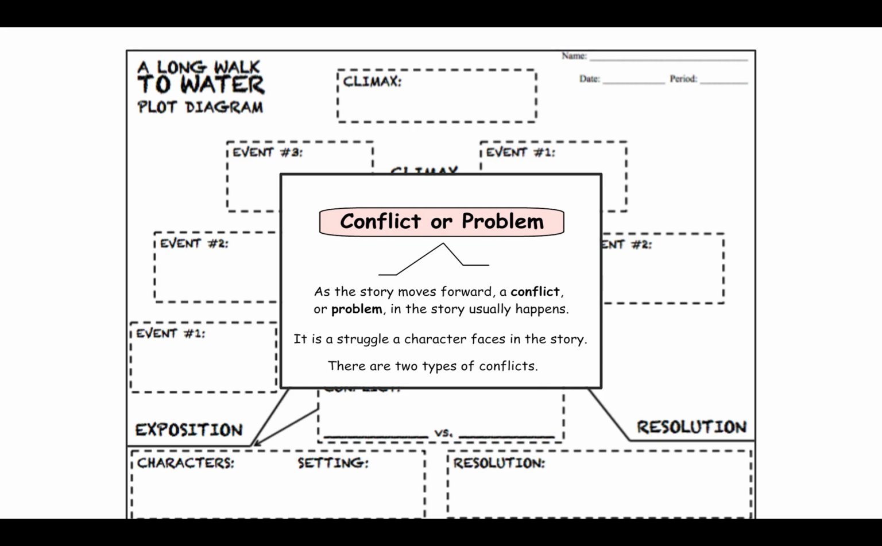Conflict in general is a problem. Usually it's a struggle a character in the book faces. There are two types of conflicts. There's internal, with a character within themselves, and external, when it's a character who's arguing with another character or another person or an outside force.